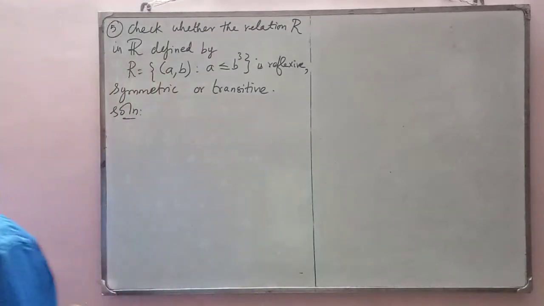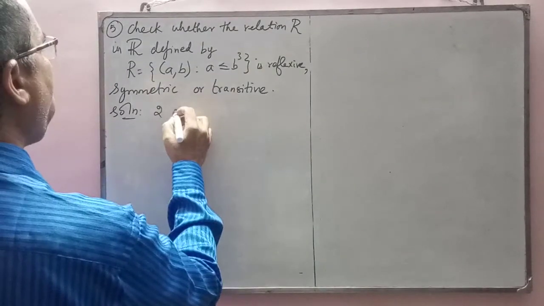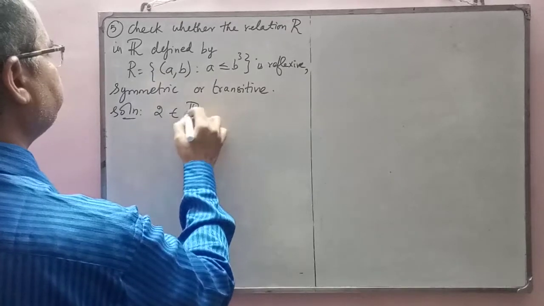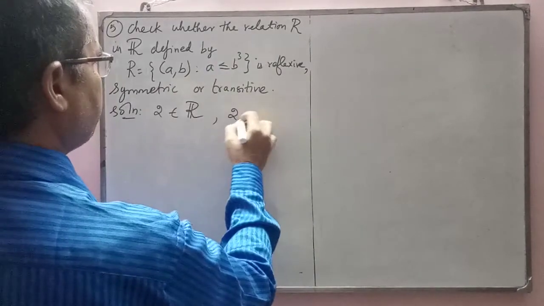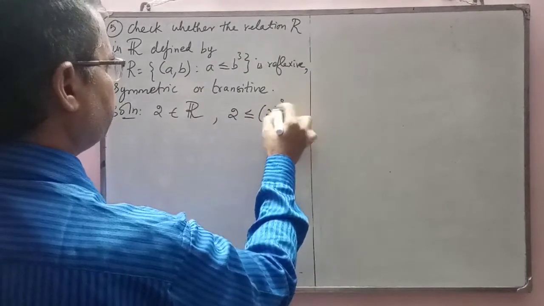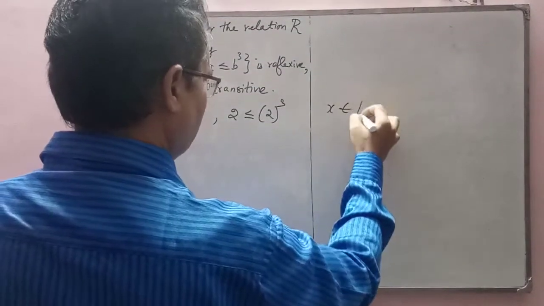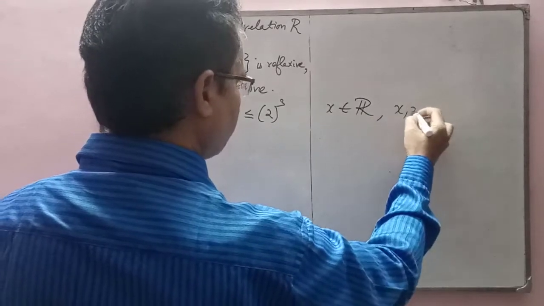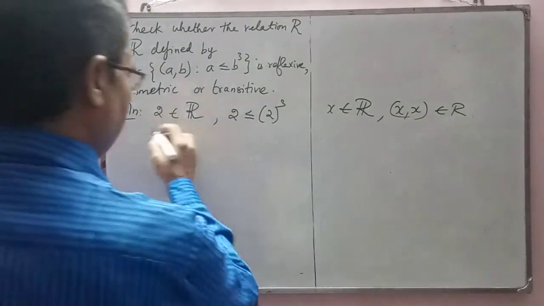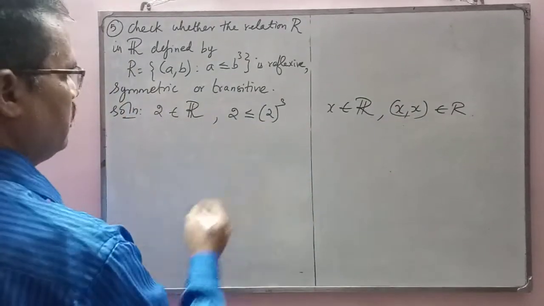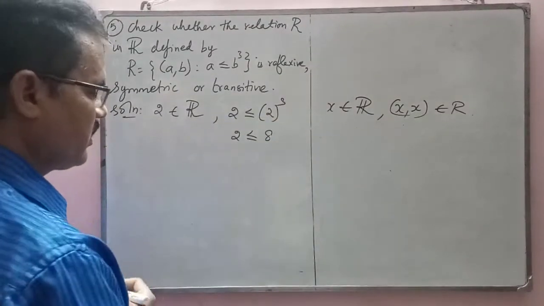Let us go with 2. 2 belongs to R. 2 is less than or equal to 2 cube. To show reflexive, if you choose x belonging to the real number set R, then (x, x) should belong to R, and then we call it reflexive. So 2 belongs to R, and 2 is less than 8. I can say reflexive, but it is not correct.